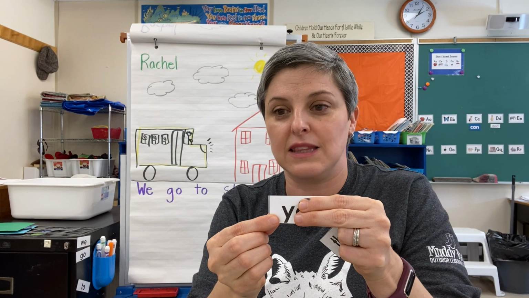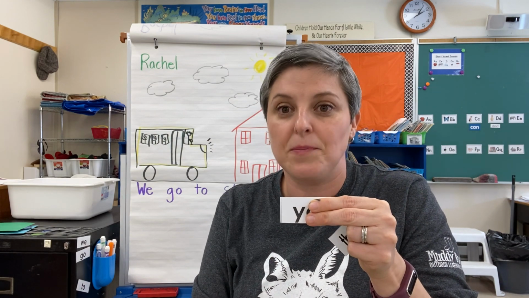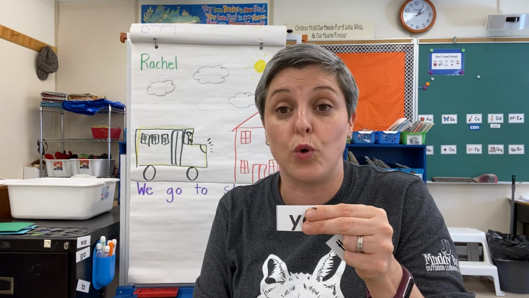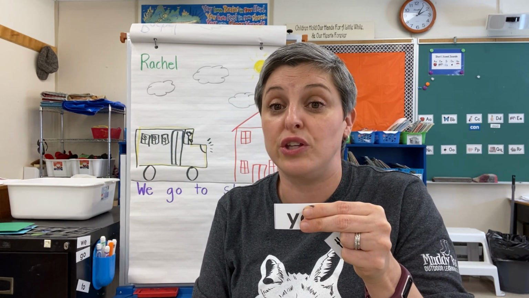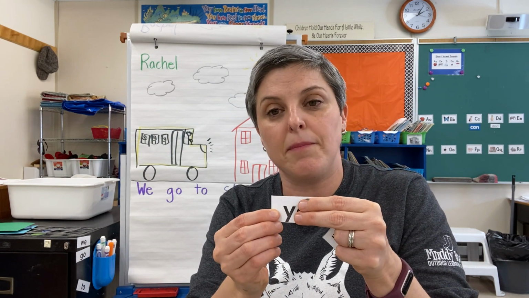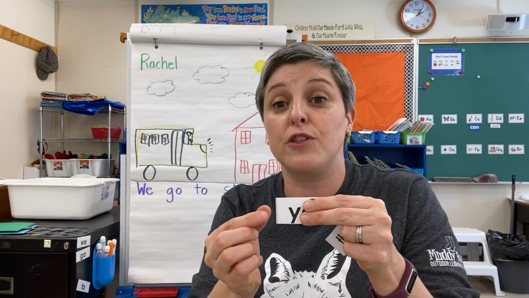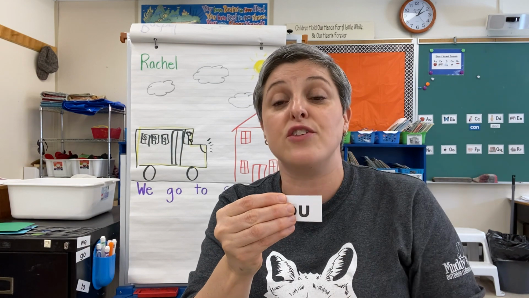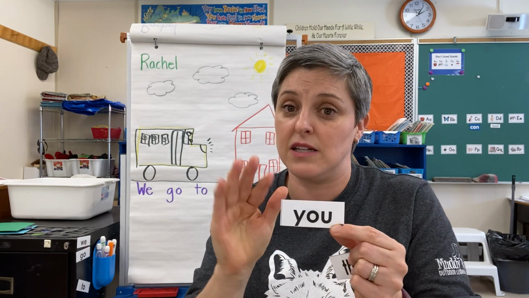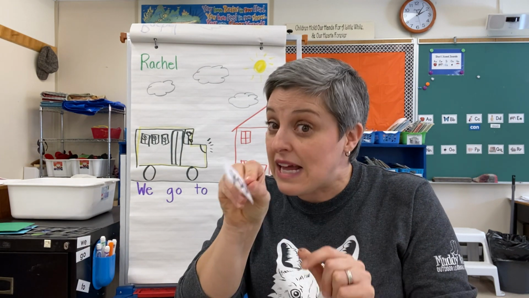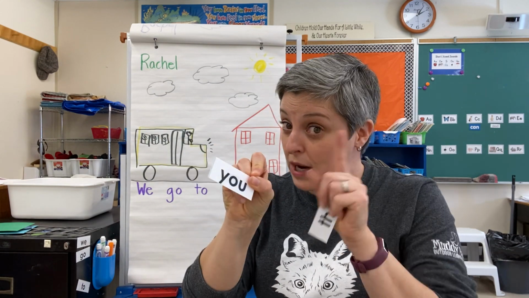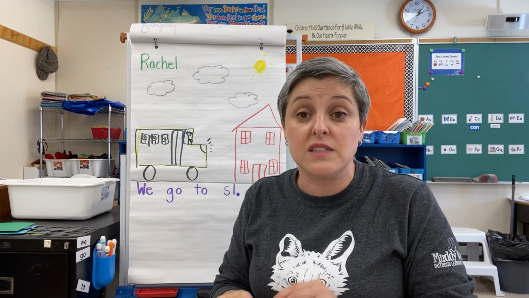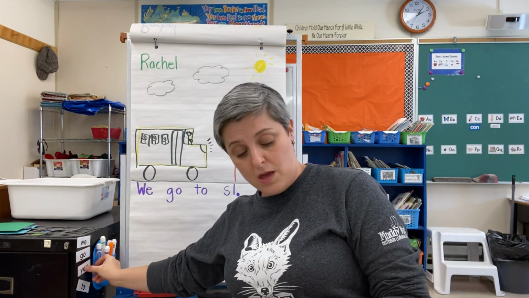The first letter is the letter Y. Y says y for yo-yo, just like the word "you" says y. So when we're thinking about "you," we're looking for the Y letter at the beginning and the U letter at the end. Okay? That's a good clue for the word "you." Practice it up, and make sure to remember the sounds. The sounds are there as clues to help you.